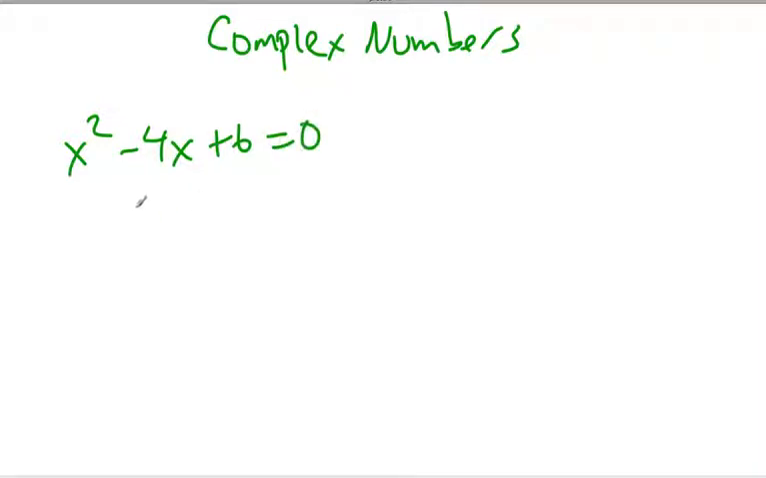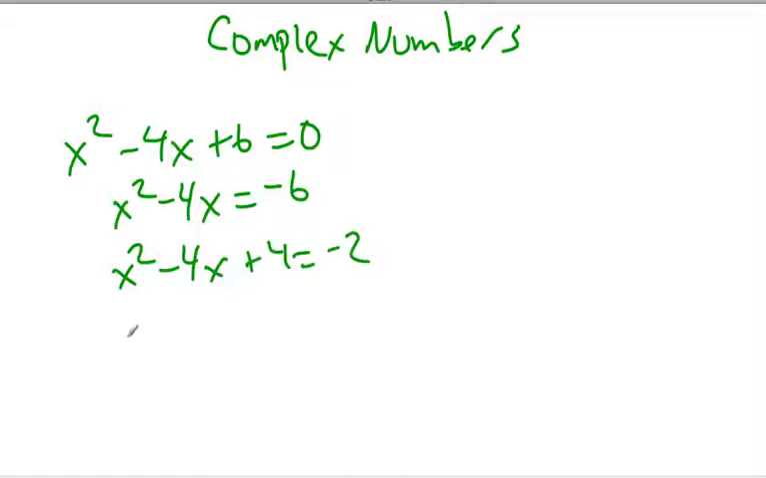Well, to do that, we're going to use completing the square, because it's going to be easier this way. So we're going to bring this negative 6 over, and then negative 4 divided by 2 is negative 2. Negative 2 squared is 4. Add 4 to both sides, plus 4 equals negative 2. And then the resultant perfect square trinomial is going to be x minus 2 squared equals negative 2.